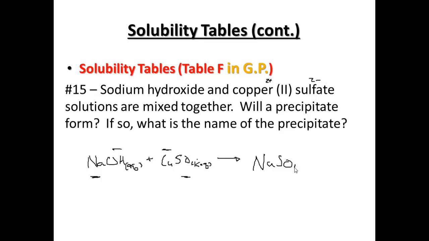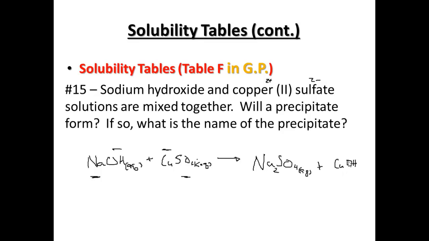sodium sulfate. Remember, the sulfate ion is a 2-. This is a +1, so we need 2 of these. And these are always soluble. This is soluble with some exceptions, but sodium's not one of them. So this will be soluble or aqueous when it's in water. And we'll get copper hydroxide.